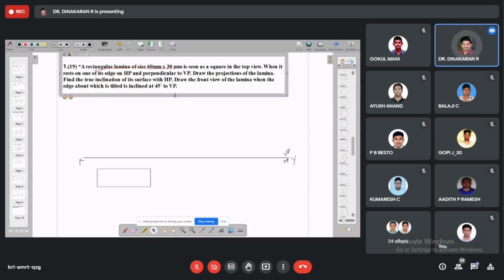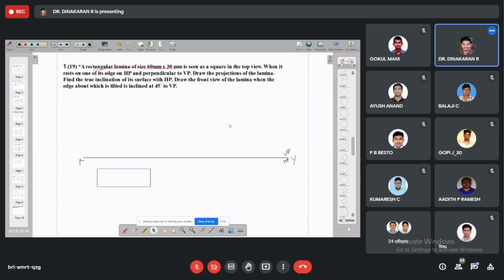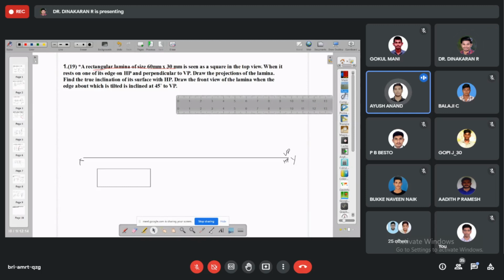So we know that the surface inclination will come on HP only. We need to find it, and for that they have given the square in the top view. How to draw this problem? Any idea? We have already drawn one circular lamina problem, like the minor axis problem. Any guess? Tell me fast. Sir, first we will make the projection line and draw the front view.